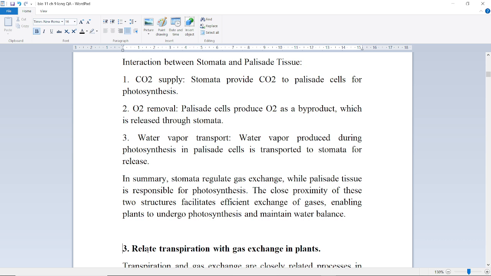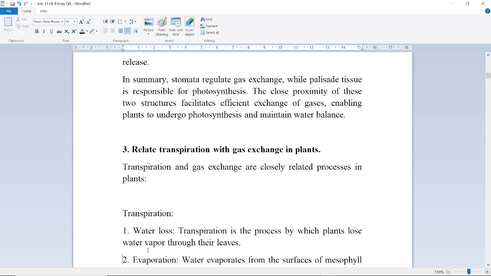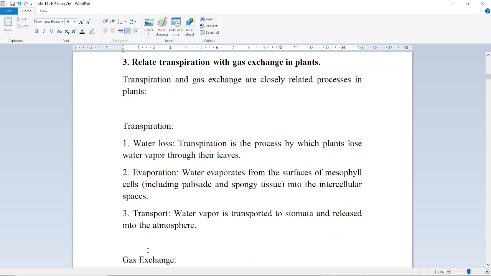In summary, stomata regulate gas exchange while palisade tissue is responsible for photosynthesis. The close proximity of these two structures facilitates efficient exchange of gases, enabling plants to undergo photosynthesis and maintain water balance. Next question is: relate transpiration with gas exchange in plants.